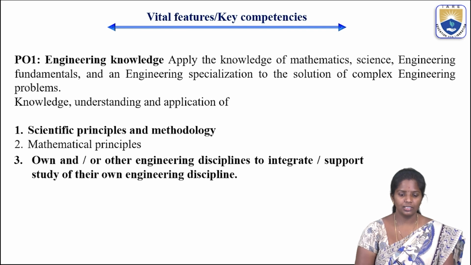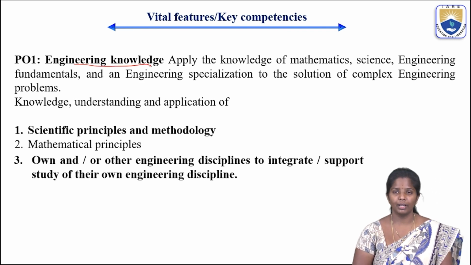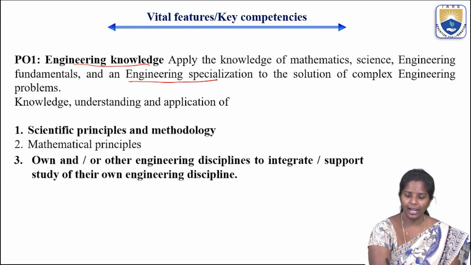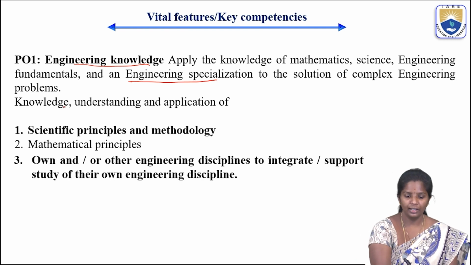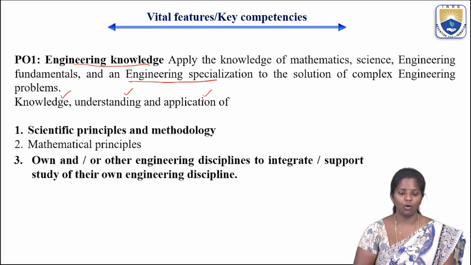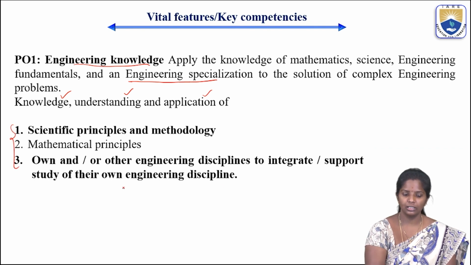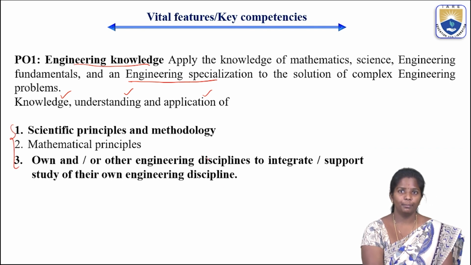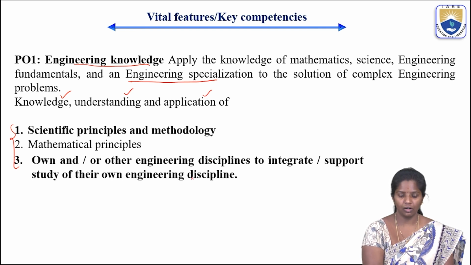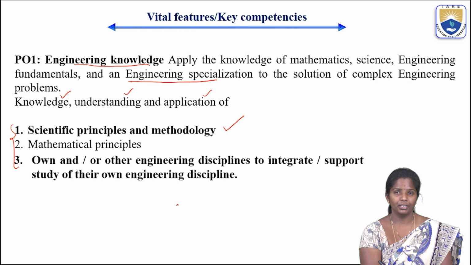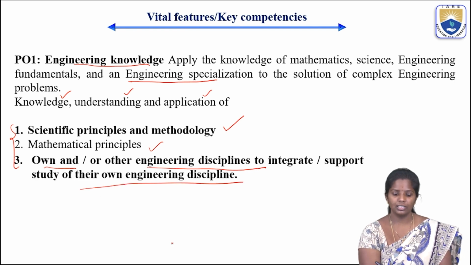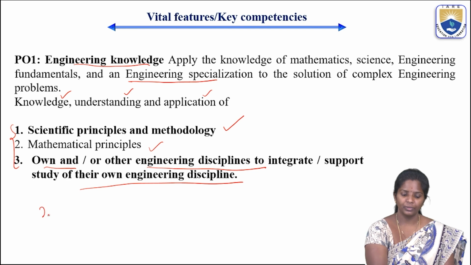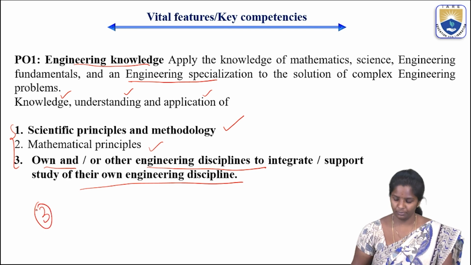Then if we go into details, engineering knowledge means applying the knowledge of mathematics, science, engineering fundamentals, and an engineering specialization to the solution of complex problems. So understanding knowledge and application of these 3 key competences. These are the 3 key competences that will be imparted in understanding the concept: scientific principles and methodology, mathematical principles, and other engineering disciplines to integrate or support their engineering discipline. These are the 3 key competences that are present in PO1.